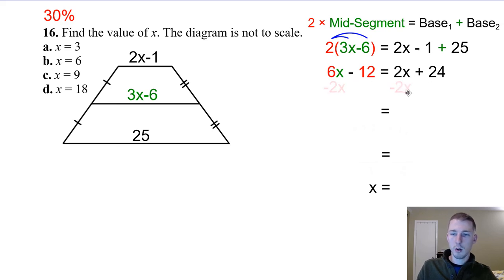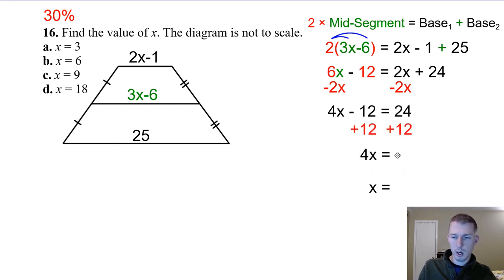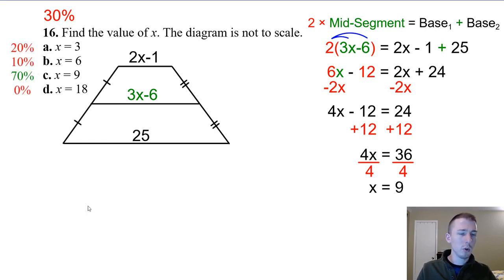Then I'm going to subtract the 2x on both sides. That way I don't have any negatives, leaving me with 4x minus 12 is equal to 24. Then I add 12 to both sides, leaving me with 4x is equal to 36, and divide by 4, so x has to be equal to 9. All right, so they just wanted you to solve for x. You don't have to plug it in for anything, so x is equal to 9 would be C as in Charlie. Looks like most of you guys got that right.